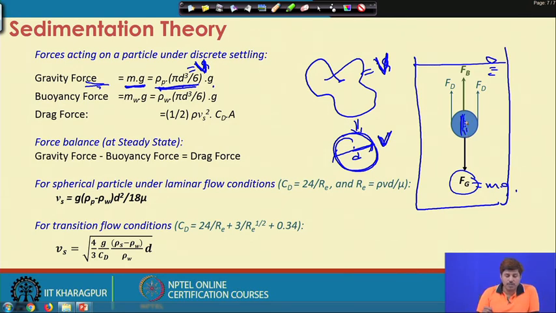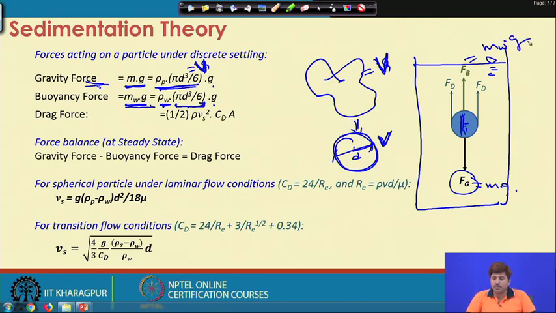So, there will be a buoyancy force acting which will be equal to the mass of water displaced into g, and the mass of water displaced is going to be equal to the density of water into the volume of the particle, because the particle is going to displace the mass of water equal to its own volume. So, the volume of the particle into the density of the water displaced into g gives us the buoyancy force.